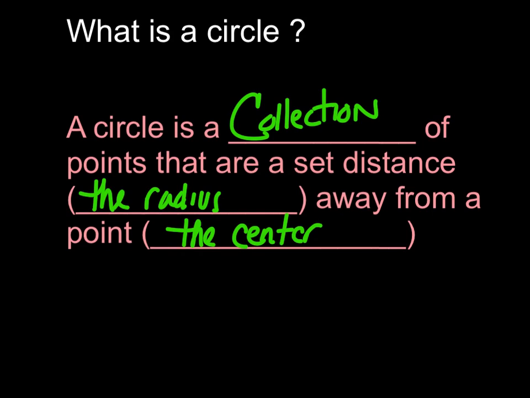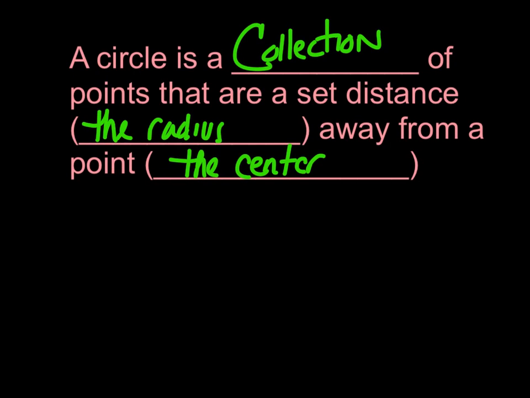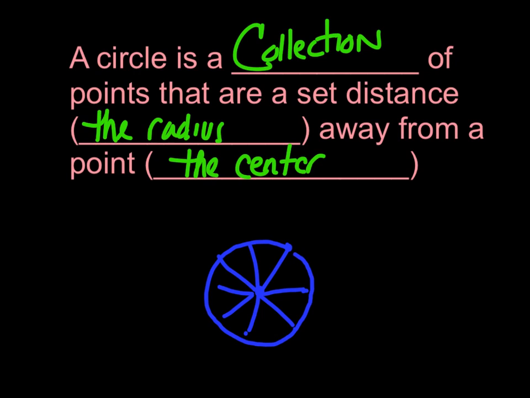Now, does that make sense to you? Let's just sketch it out. It's a collection of points that are a set distance away from the center. So if I start with my center and I go out a certain distance, maybe 4, and I put a point, and then maybe I went 4 in this direction and put a point, 4 in this direction and put a point, 4 in this direction, etc. If I just keep doing this over and over, if those are all the same distance away, I should get a nice circle. So a collection of points that are a fixed distance away from the center.